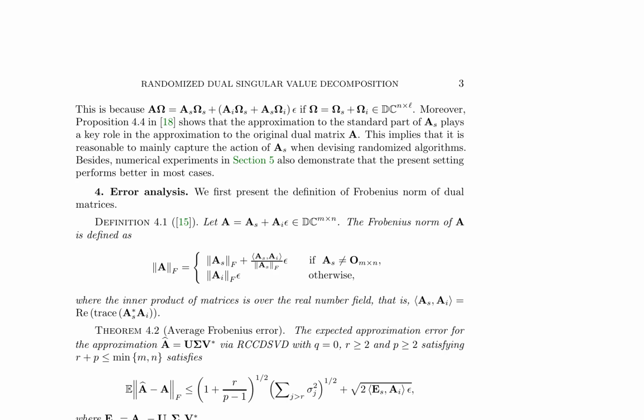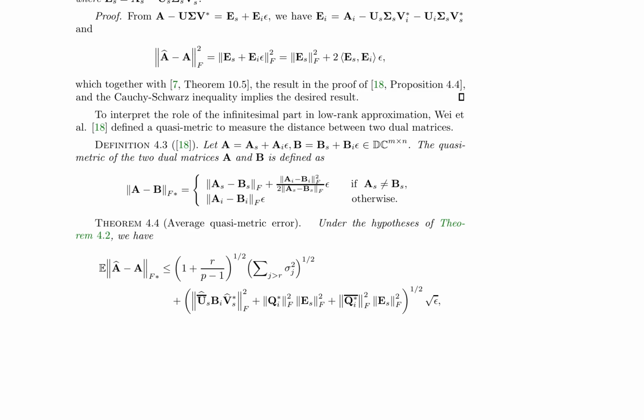The randomized dual singular value decomposition, RDSVD, is a crucial concept in approximating dual matrices. It emphasizes the importance of capturing the action of As in devising randomized algorithms, as demonstrated by numerical experiments. The error analysis is also noteworthy, introducing the Frobenius norm of dual matrices and presenting theorems on average Frobenius and quasimetric errors. These theorems provide insights into the expected approximation error for the RDSVD method, highlighting the role of the infinite part in low-rank approximation.